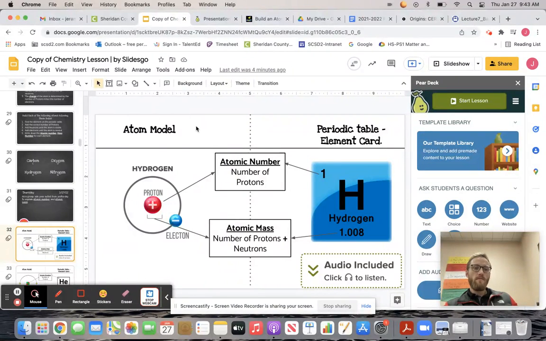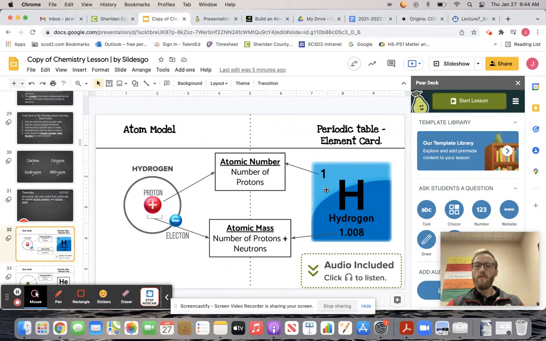So with the atom model, what we did yesterday, right? We used that simulation. We built atoms. We added protons, neutrons, electrons, all that stuff. So our atomic model is something like this. This is what we think about when we think about an atom. Well, the periodic table has these symbols. The symbol represents each element. It's always a capital letter, and then it might have a lowercase letter after it. It has the element name sometimes, and then it has these two numbers, right?